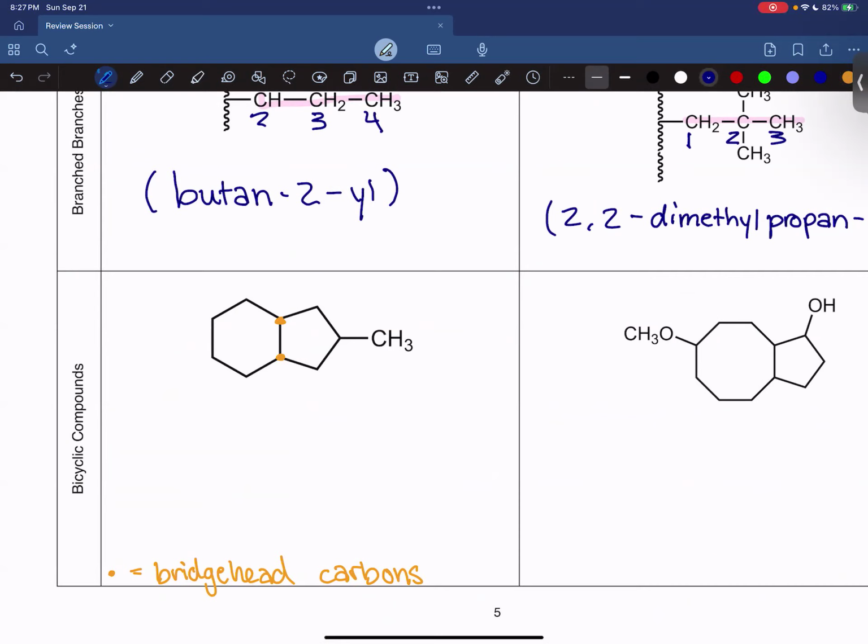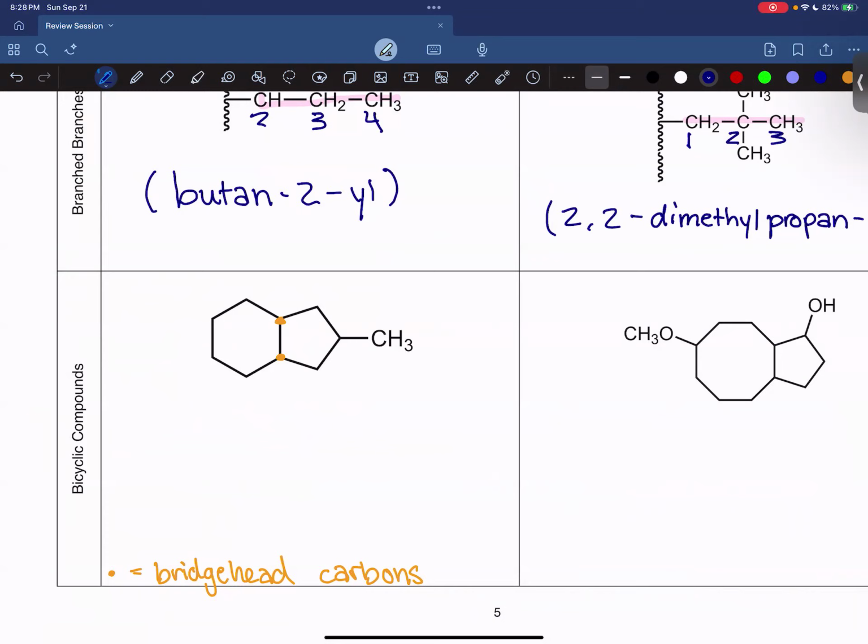So if you look at your bridgehead carbons, that's where you're always going to start numbering. And it's still going to follow all the same rules that we just learned about. Your numbering needs to be the lowest numbering scheme. Your numbering needs to prioritize functional groups and everything like that. But the things to keep in mind with this is that you're always going to start your numbering at the bridgehead carbons, and you're always going to start numbering the biggest ring first.